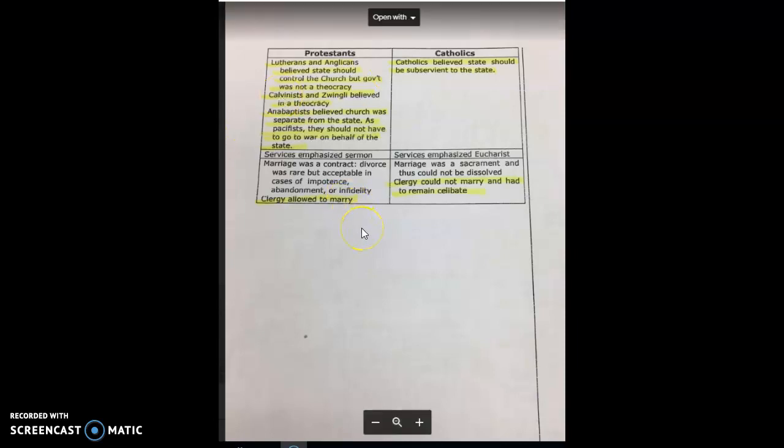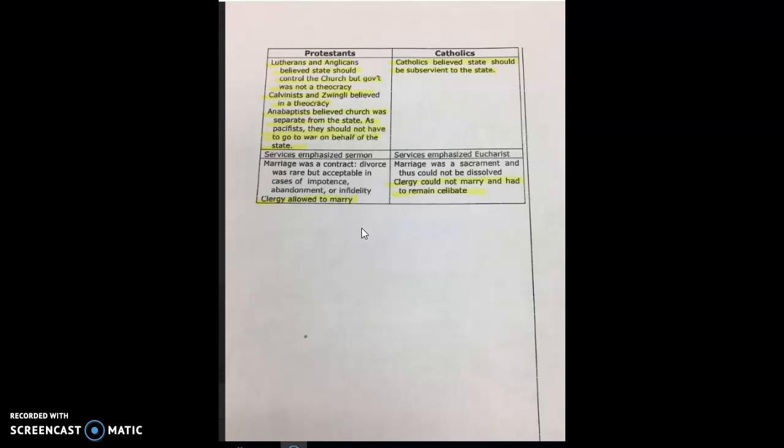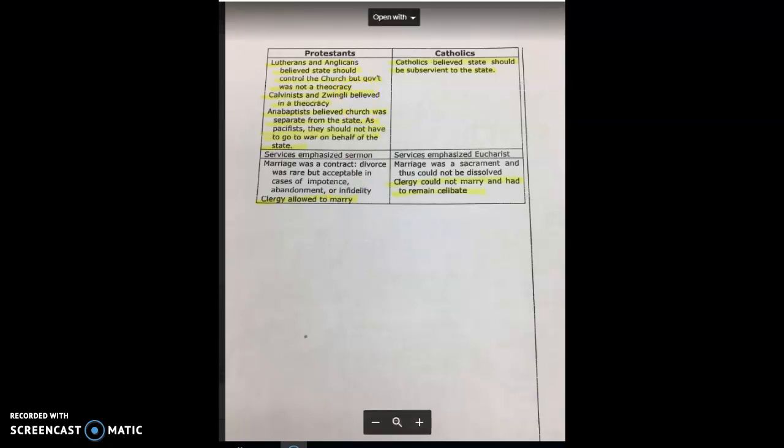Last thing is marriage. Under Protestants, and it doesn't matter if you're talking about Lutherans, Anglicans, Calvinists, Anabaptists, all Protestants allow their clergy to get married, whereas the Catholics do not. Those clergymen take a vow of celibacy. So we've talked about that in class before, so make sure you know that that is a major difference.